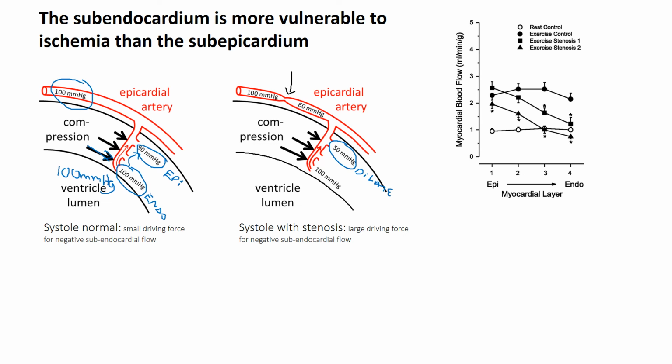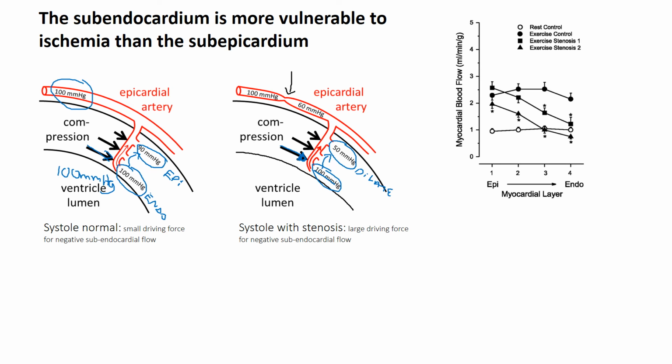But if the ventricular compression is squeezing vessels with 100 millimeters of mercury of pressure on the sub-endocardial side, then we wind up with a really big driving force for backwards flow in systole. You can't vasodilate to reverse flow with this big backwards pressure gradient. So you would need a lot more forward flow in diastole to compensate, right?